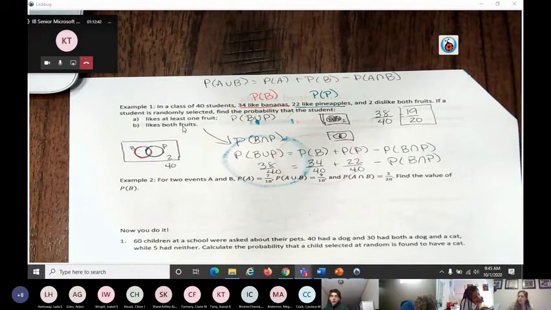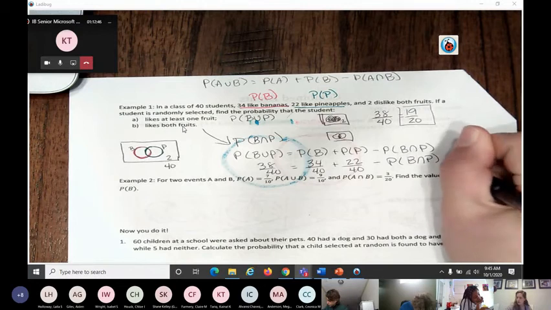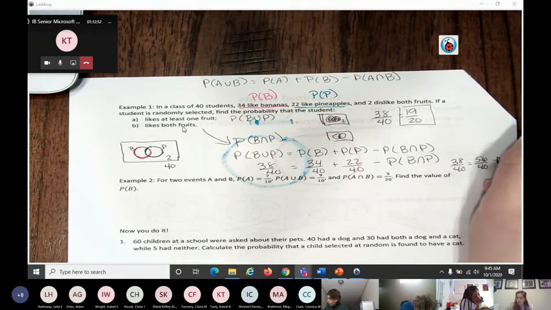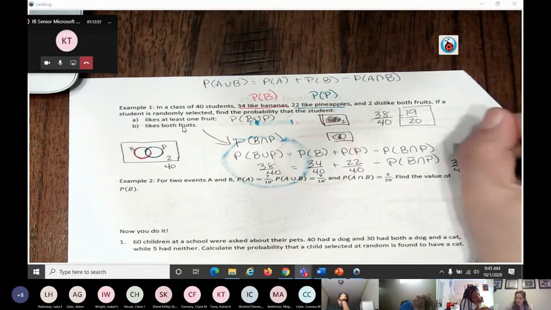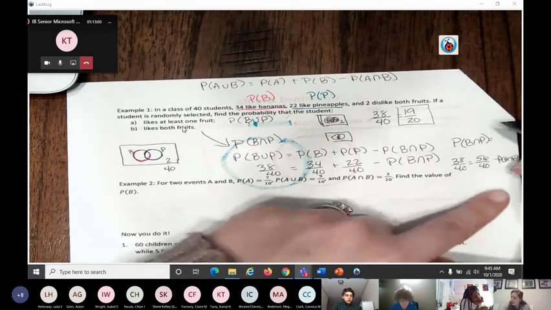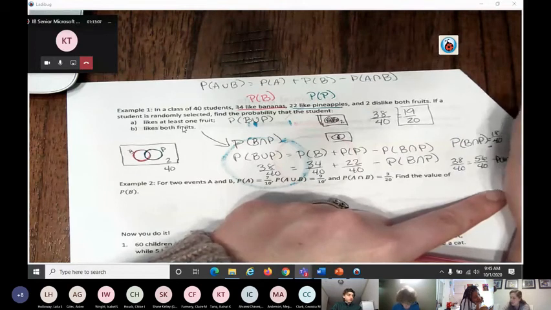When we solve this, we should end up getting 38 out of 40 is equal to 56 out of 40 minus the intersection. Okay, and this should give us that our intersection, sorry that I'm getting all jumbled, should be equal to 18 out of 40, which reduces to 9 out of 20.